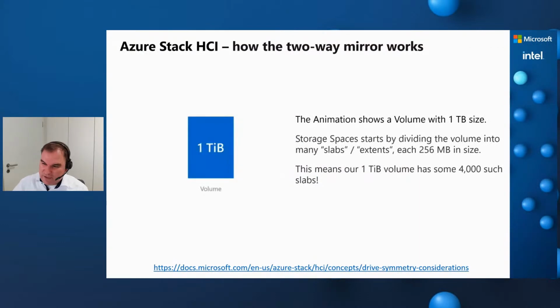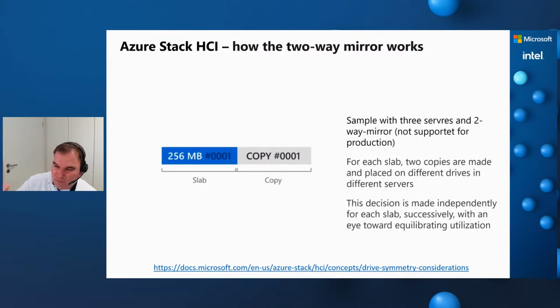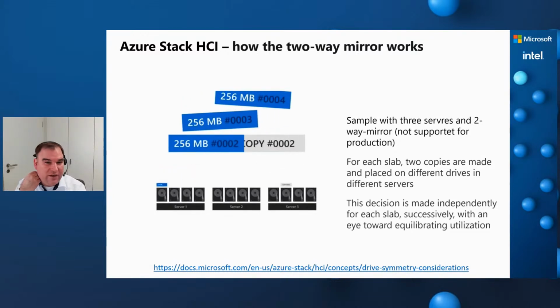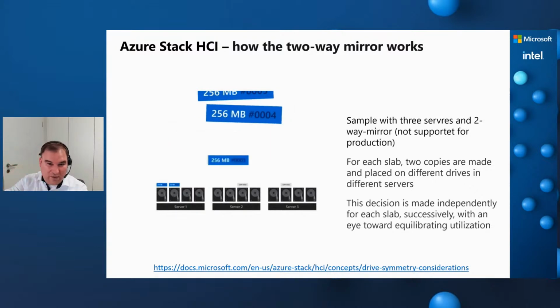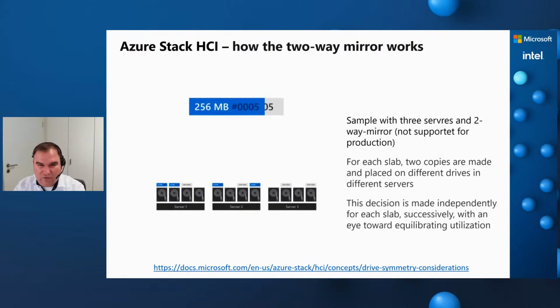Okay, so let's go back to my presentation slide. We mentioned that the volumes are cut into pieces in extents of 256 megabytes, and a two-way mirror works like this. Important, this is only for visualization. In a 3-node configuration, we always would use a 3-way mirror. So this is only to explain how the workflow works. This exact configuration is not supported in production.